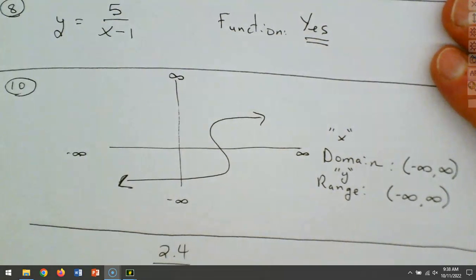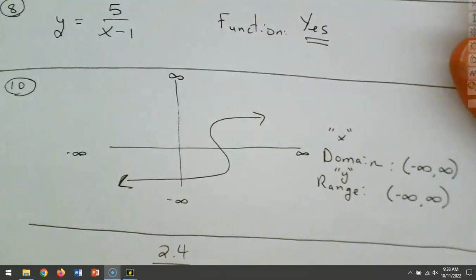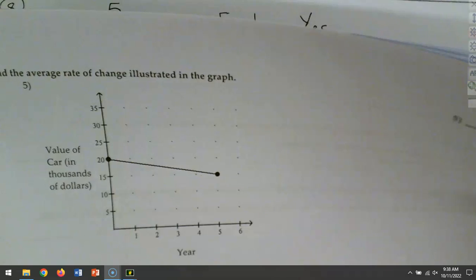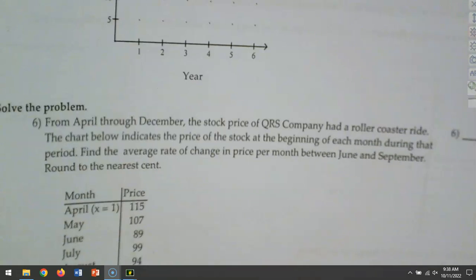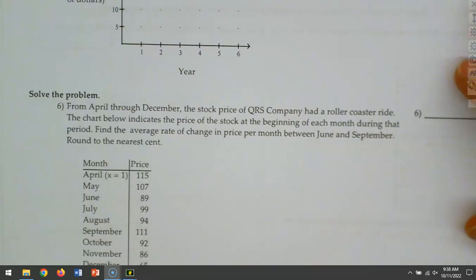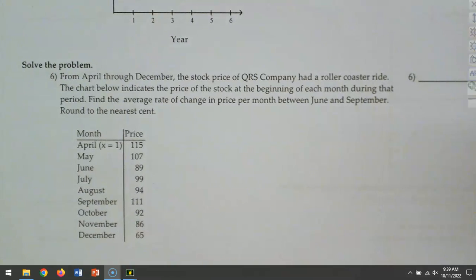2.4. We'll begin with question 6. And 2.4, we're talking about the slope. So let's look at question 6. And for question 6, what we need to do is find our slope. Slope is also called the average rate of change. To do that, we need to come up with two ordered pairs.